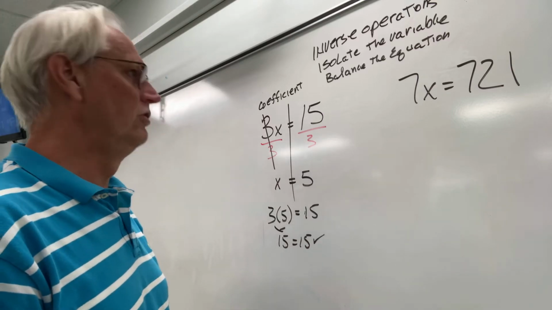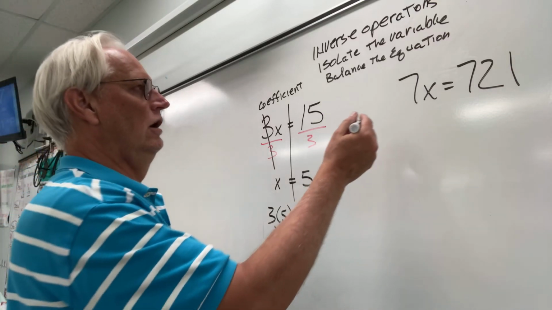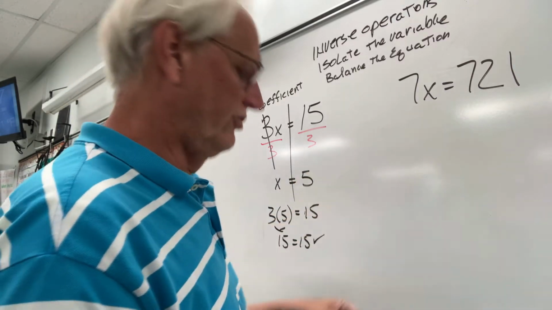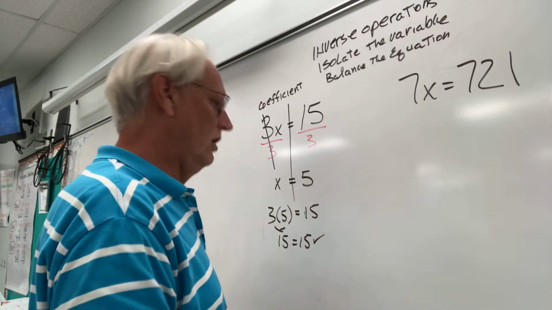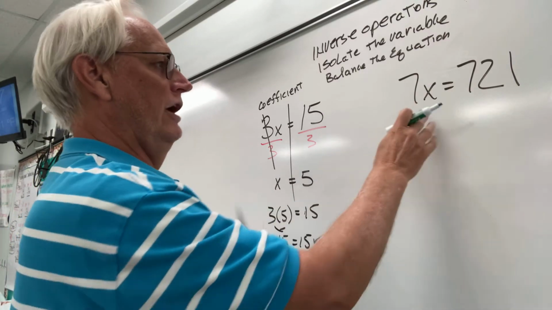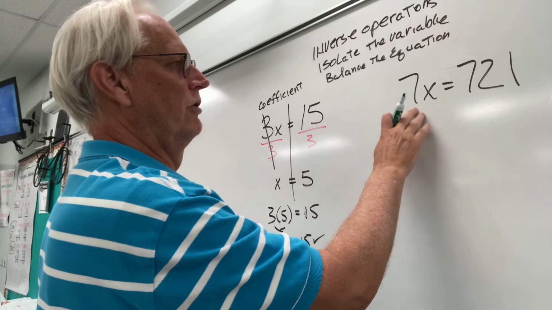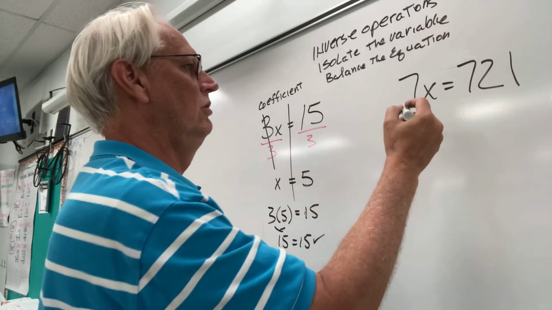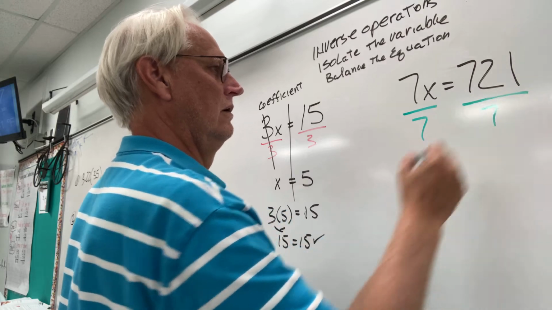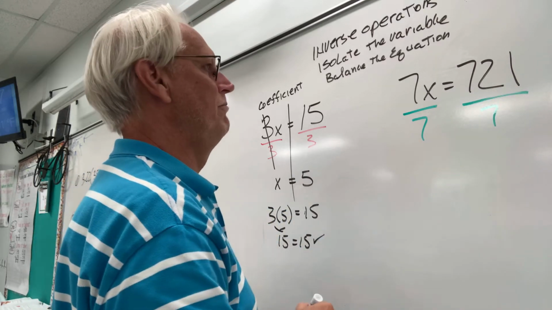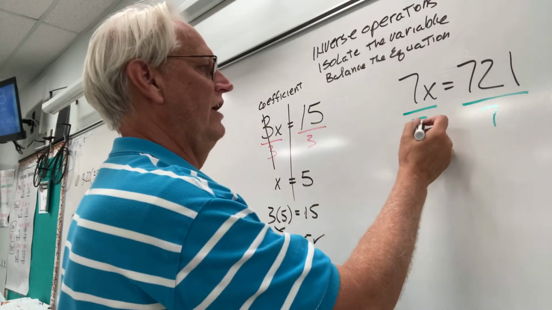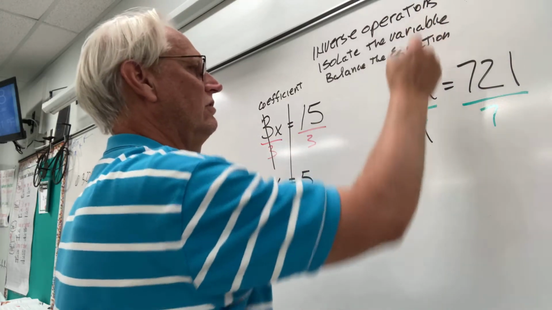So let's go ahead and do this with 7x equals 721. The first thing I'm going to do is, this is a multiplication problem. I know it is because I have a number, a coefficient, and a variable. So I'm going to divide both sides by 7. So now I know that I'm balanced, right? Why am I dividing by 7? So that I can isolate the variable.